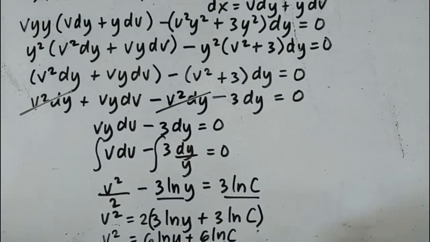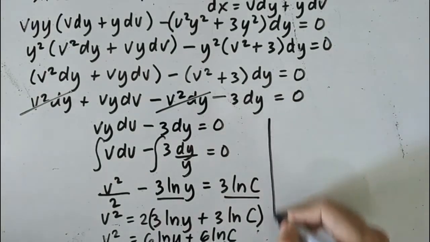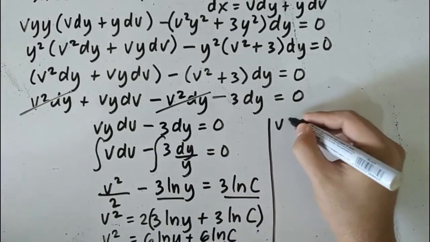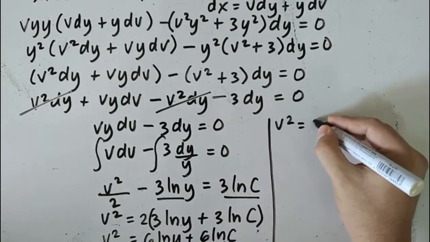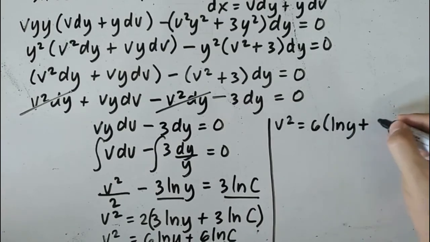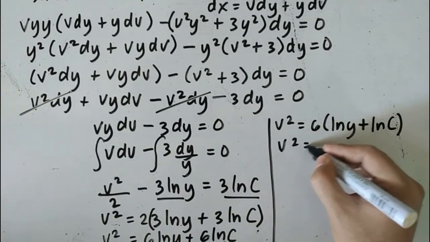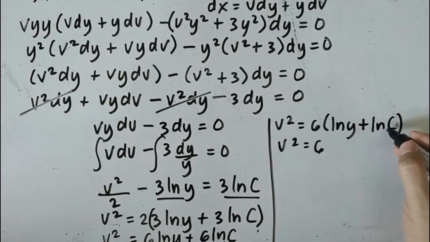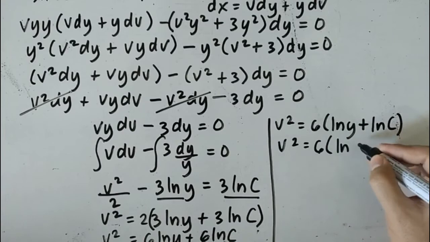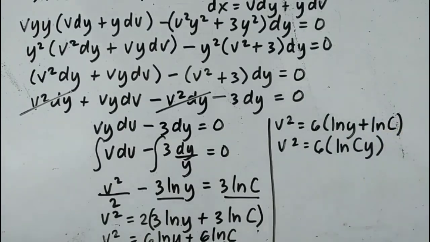And then we can factor out 6. So this results to v squared equals 6 times ln y plus ln of c. And then this becomes, by law of logarithms, ln of cy.